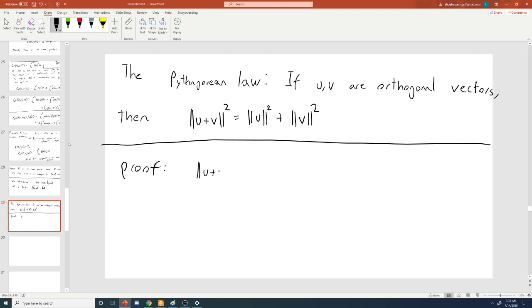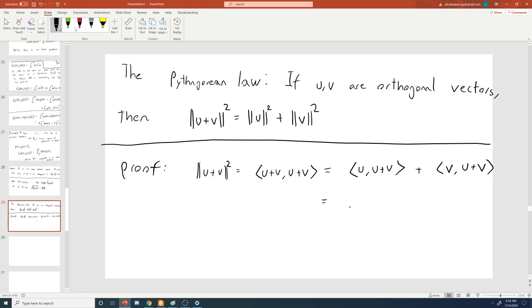The norm of u plus v squared is the same thing as the inner product of u plus v with u plus v, which is, of course, the same thing as u inner product with u plus v, plus v inner product with u plus v.